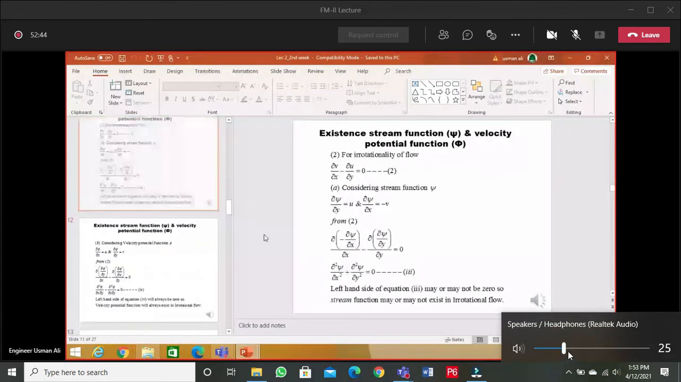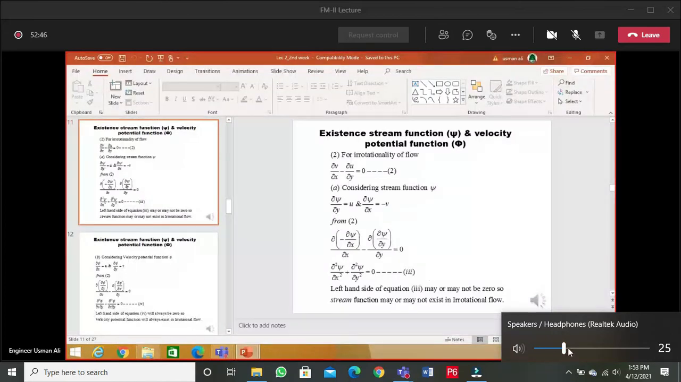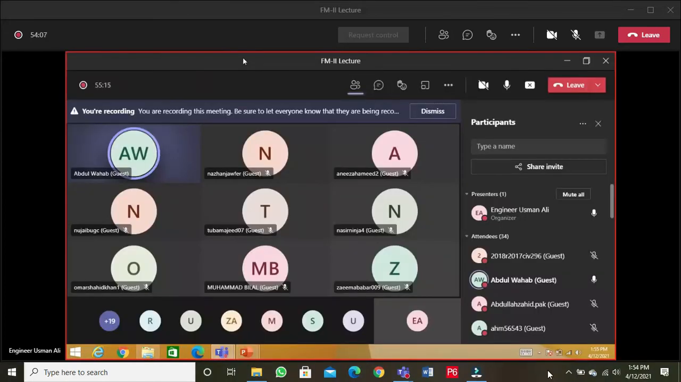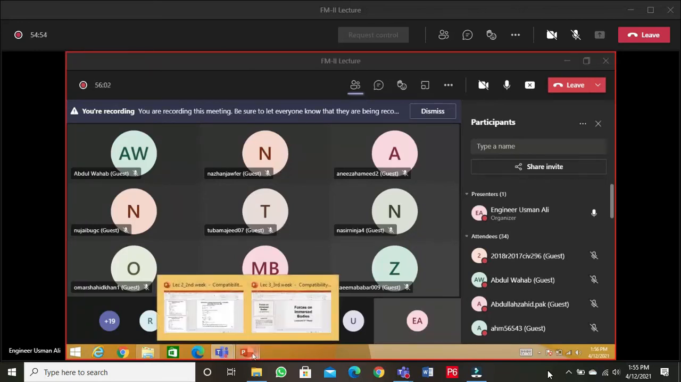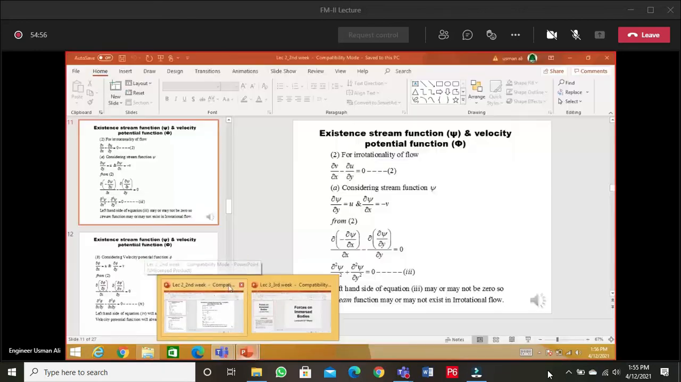Yes. So for irrotational flow, if you see the equation, that is where we start with our next topic. If you don't have any further questions, I will again take up the questions at the end.